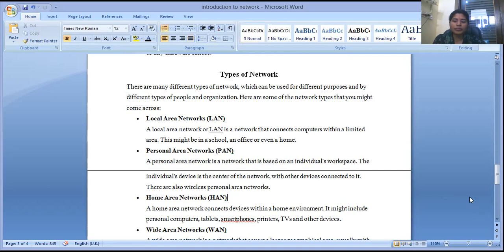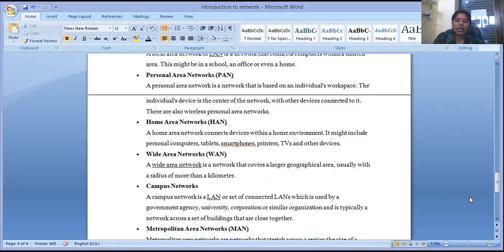Now, if you talk about the home area network, HAN, the home area network connects devices within a home environment, and it might include personal computers, tablets, smartphones, printers, TV, etc. Now, if we talk about the wide area network, what is a wide area network? A wide area network is a network that covers a large geographical area, usually with a radius of more than a kilometer.